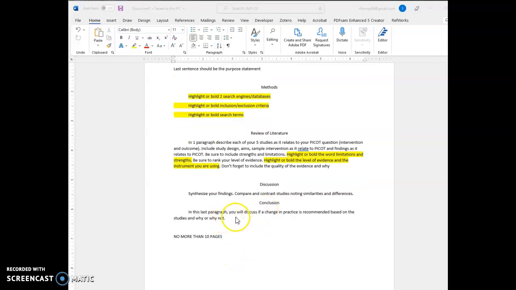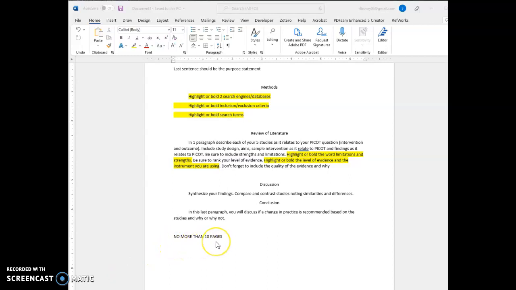Last is your conclusion. And in this last paragraph, you'll discuss if a change in practice is recommended based on the studies, why or why not. This should be about 1 paragraph long. And I'm going to look to see that you made a recommendation. So I highly suggest that you say, I recommend that there be a practice change, or I do not recommend there be a practice change. Make it very clear for me.